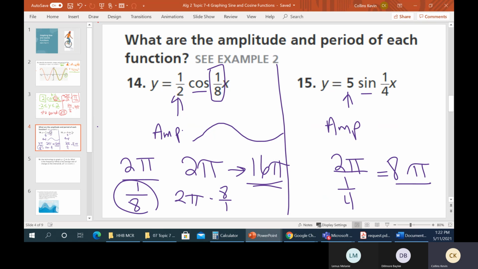Okay, does that make sense? So again, the number in front of your sine or cosine is the amplitude. That tells you how tall your roller coaster is. We got 1/2 here, this is the kiddie coaster. It's only half as tall as it normally is. And over here, this is the wicked roller coaster. It's 5 times bigger than the average coaster. And the number in front of the x tells you your period. You just take 2 pi, divide by whatever this number is, and that gives you your period. Same thing over here: we took 2 pi, divided by 1/4, and ended up getting 8 pi. Questions?